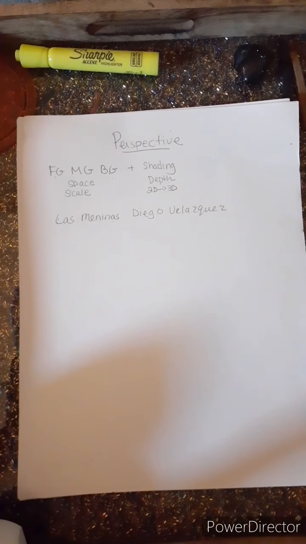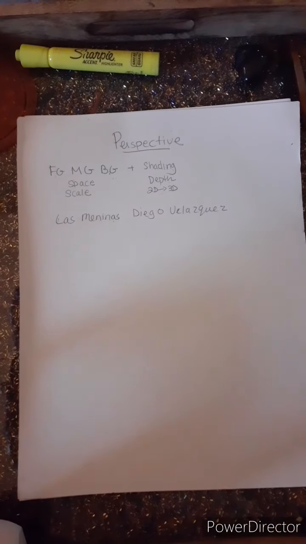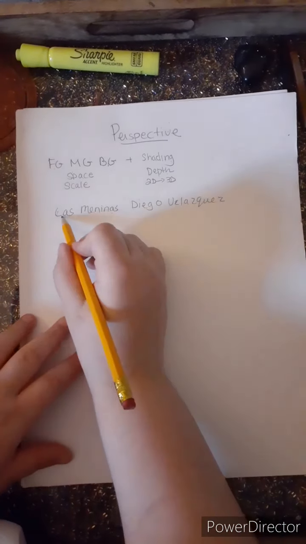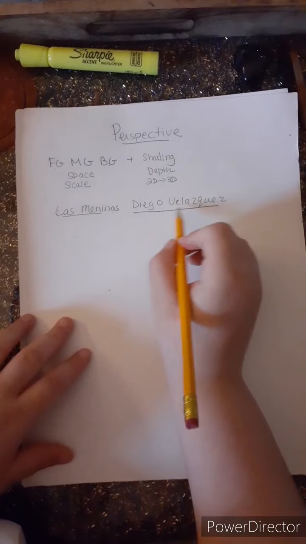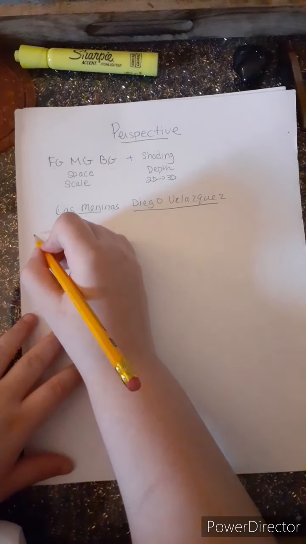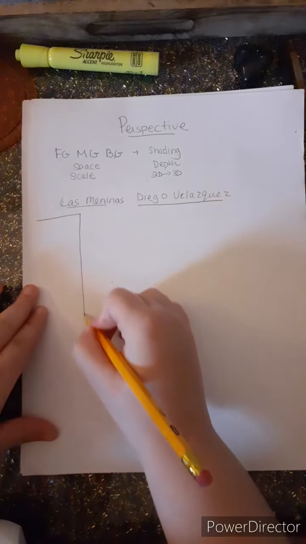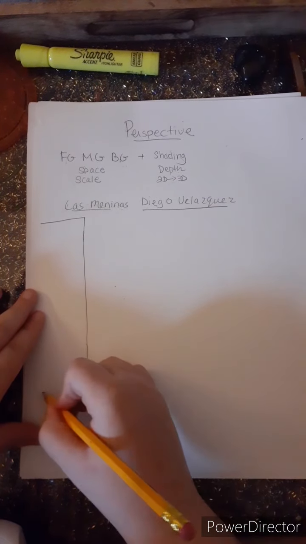Now, in order to really understand perspective, we're going to be looking at a painting called Las Meninas by Diego Velázquez, if I pronounce his name correctly. We're going to do that in just a few moments. I'm just going to be creating a simple diagram. If you want to look at the actual image, this is the name and this is the painter. The best way I can show you is by making a diagram of this painting.